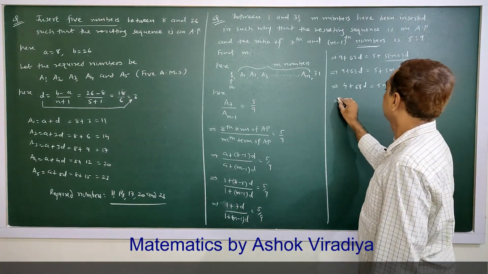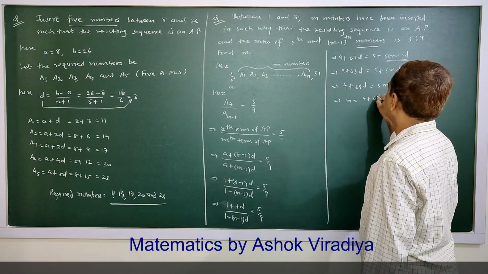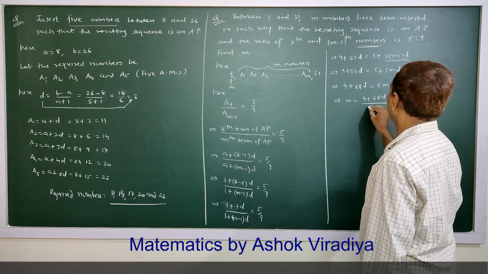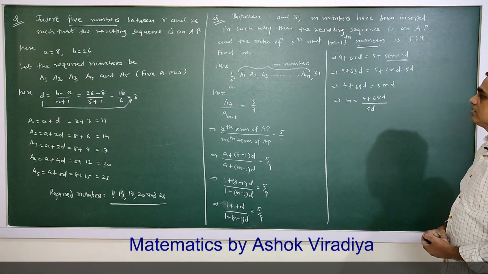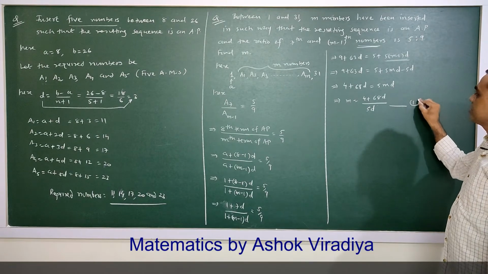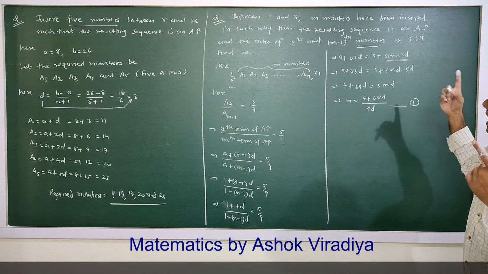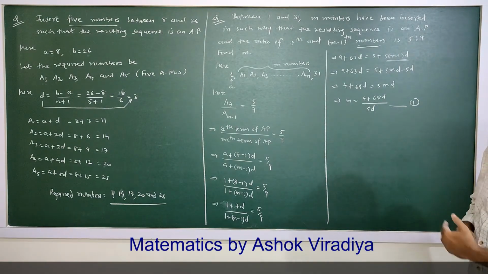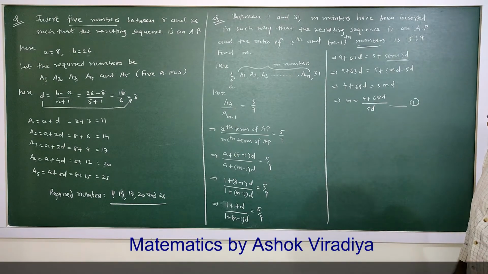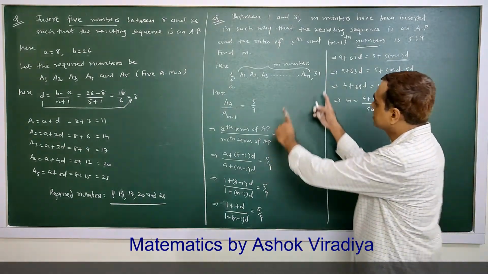Therefore, M is 4 plus 68D upon 5D. So from this result we can calculate the value of M. To have M, now we want D. So what is D? The next step is to calculate D. And see, D can be calculated from this sequence.